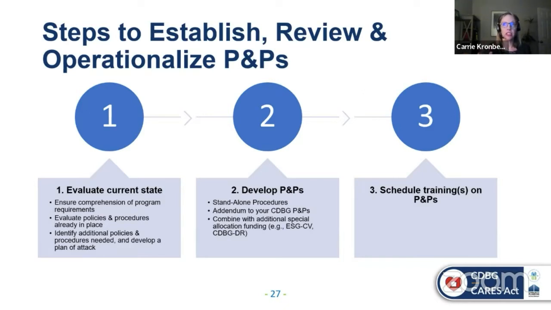And I did just see a question come in about the spending requirements again. So 80% of your grant has to be spent within 3 years of HUD signing your grant agreement for CDBG-CV, and 100% has to be spent within 6 years.